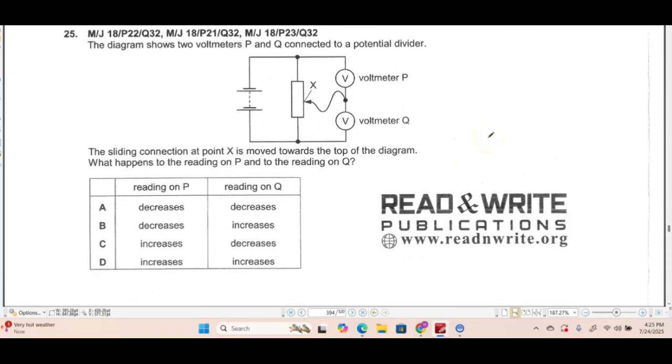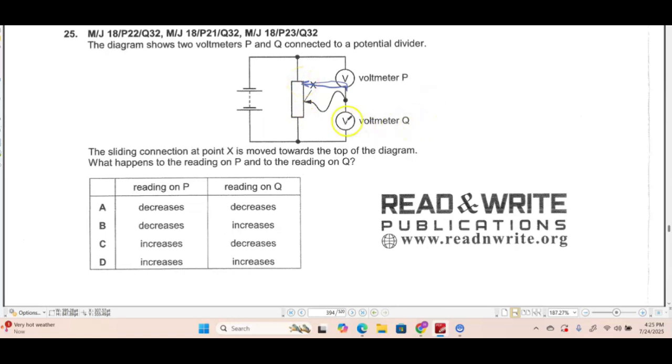Question number 25. The diagram shows two voltmeters P and Q connected to a potential divider. The sliding connection at point X is moved towards the top of the diagram. What happens to the reading on P and what happens to the reading on Q? When this is moved here and it goes over here, so now this is the resistance. The resistance of this resistor has increased.